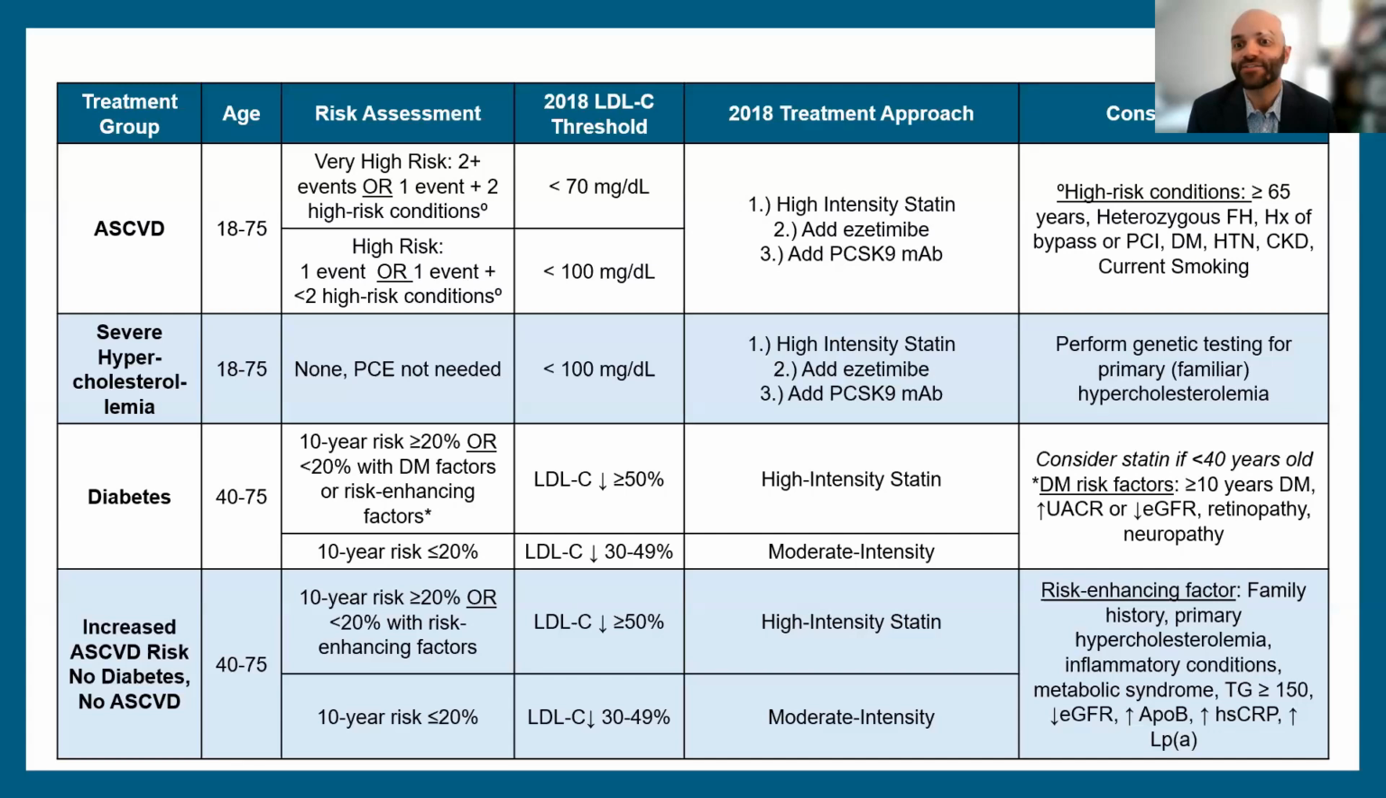I joke the word factor or risk is used so many times, so try to parse this out as simply as we can. But really, if let's say somebody has 1 event, but they are greater than 65 and they have a history of hypertension, they would then be considered very high risk. And we would target what we see in this middle column here of less than 70. We would use a high intensity statin, then add ezetimibe, and then move on to a PCSK9 monoclonal antibody.